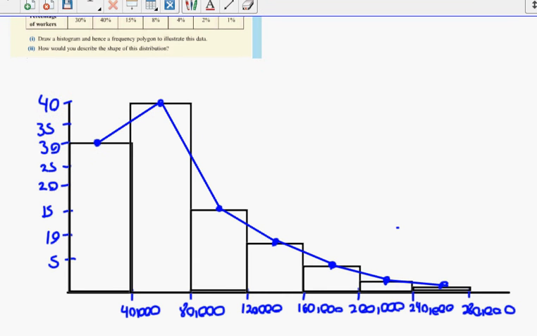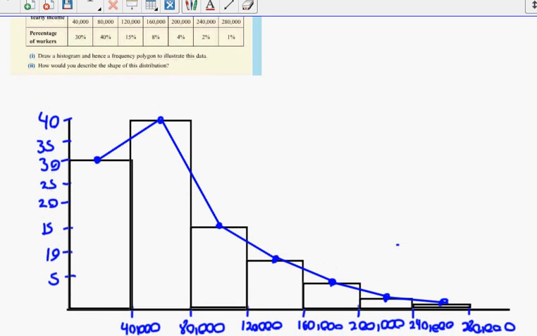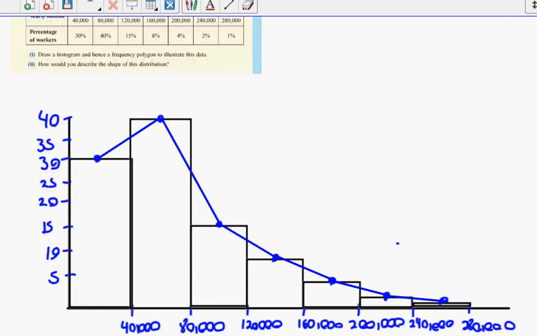So what you would do here is you draw your histogram. The numbers on the y-axis represent the percentages, and the numbers on the x-axis represent the intervals of how much money they make. Once you have the histogram drawn, to draw the frequency polygon, you go to the top and the middle of each rectangle, and you draw a dot. Then you link all these dots up together, and what you'll get is your frequency polygon.